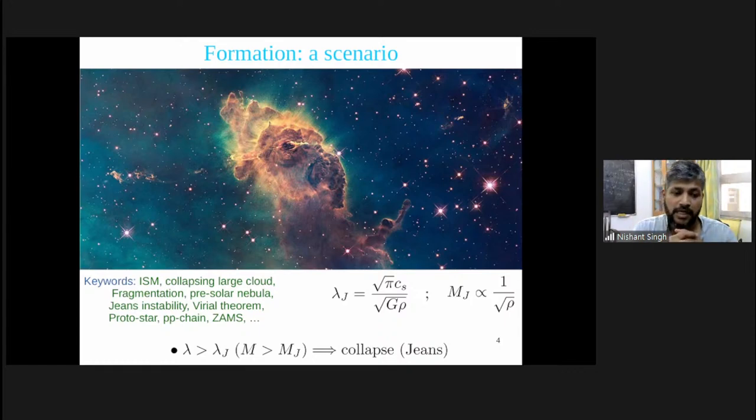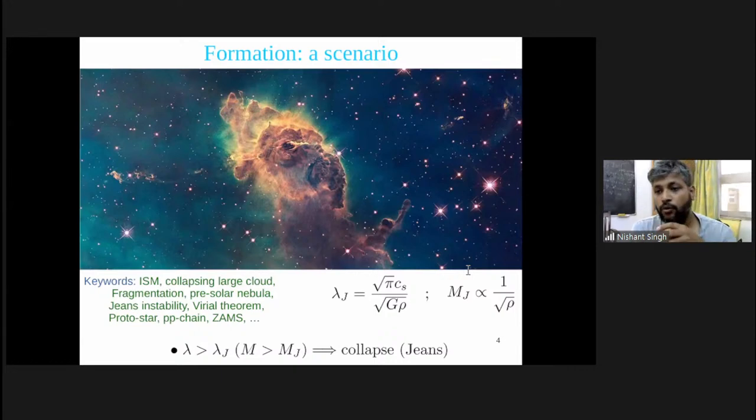So because the object, while it's collapsing, is also getting hotter and hotter, there will be a time when the temperature, or in other words, the pressure in that collapsed object, can be high enough to support against further collapse under gravity. Okay? So the pressure can support against gravity, and that is how the protostar is formed.